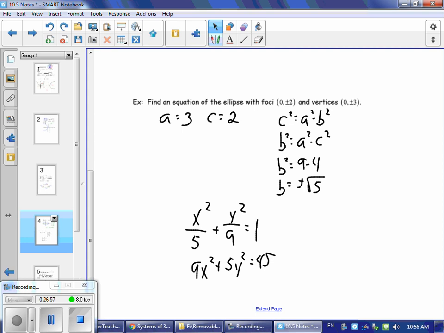All right, there's the ellipses. We still have hyperbolas and shifted conics to do. So what I think we're going to do, because this video is running long, is we're going to stop this video here. We're going to pick it up again and finish it off with hyperbolas and shifted conic sections.